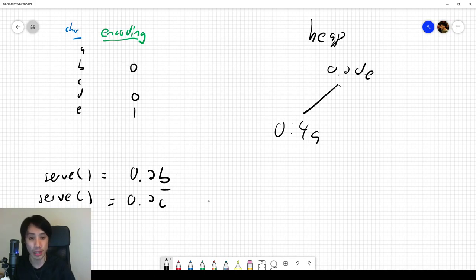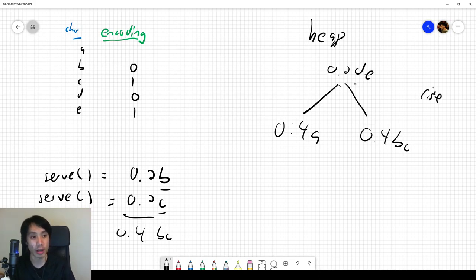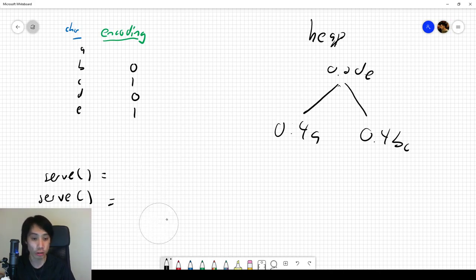So B will receive 0. Second serve is C, C will receive 1, right? So what you're going to observe here is B, C, 0, 1, right? So then I'm going to sum up 0.4 BC, put it back in as 0.4 BC. Then I perform a rise, compare with my parent 0.2, 0.4. My number is bigger, so I'm good.